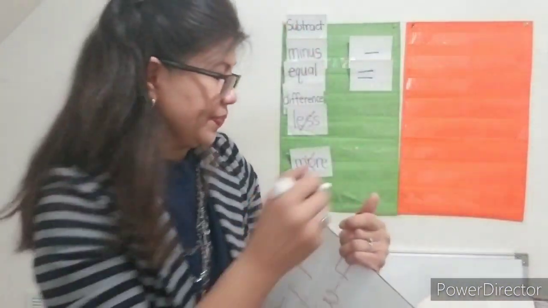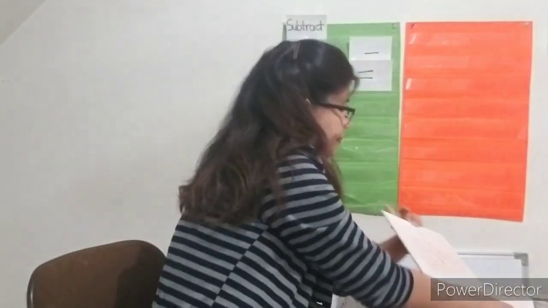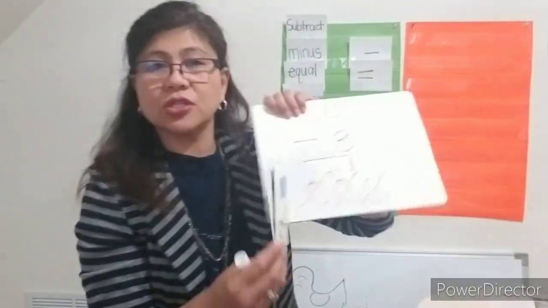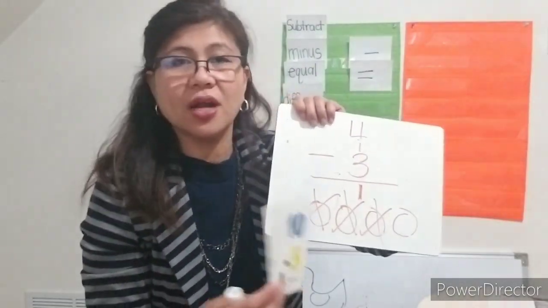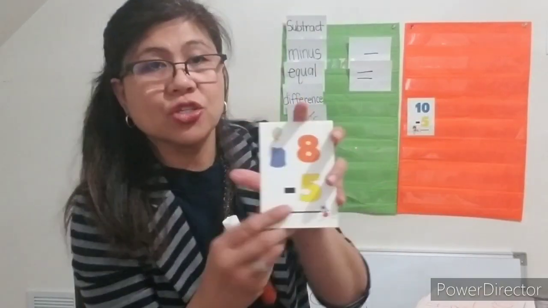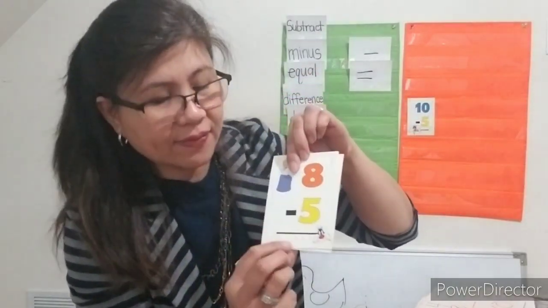You got that one? All right, so for your homework, can you draw me a picture or show me, you can draw circles or squares or triangles or hearts, whatever you want. Show me 10, draw 10 minus 5 equals, what's the difference? Okay, the next one, I'll put it here. Next one, show me 8 minus 5 equals, what's the difference?